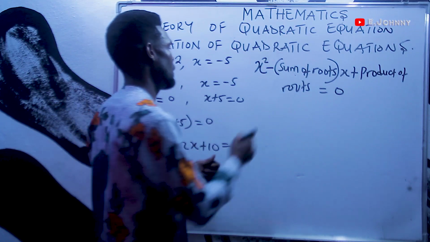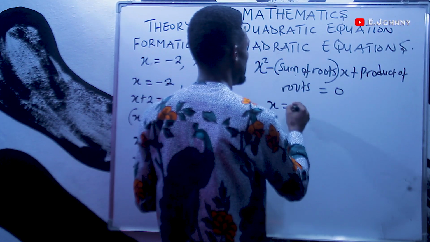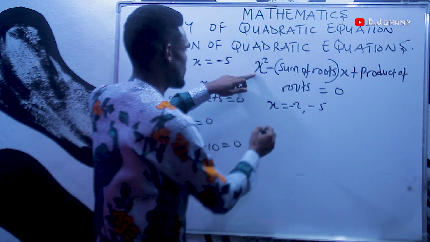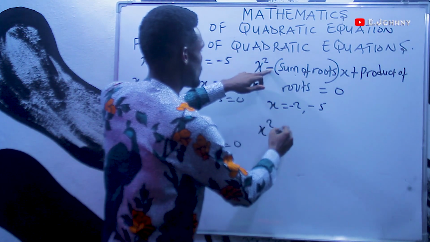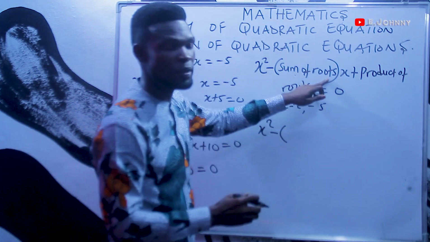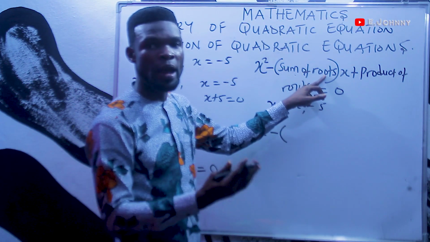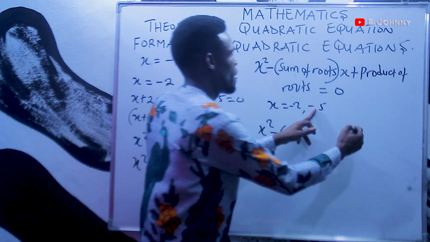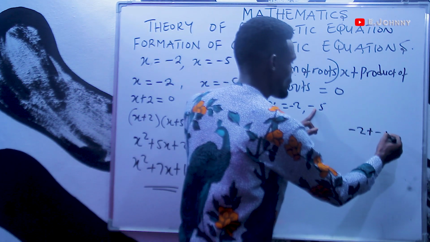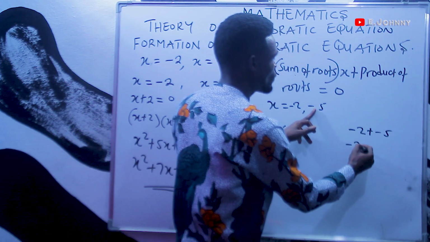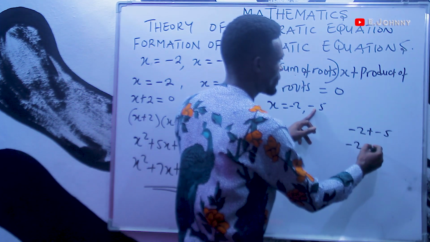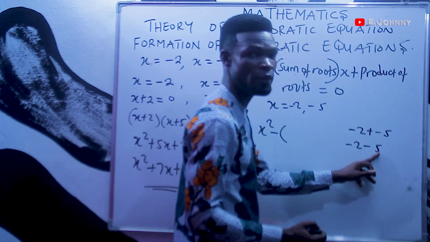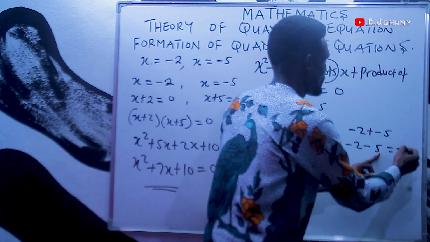Okay, let's use the formula. We said x is minus 2 and minus 5. Now, this is x squared minus, what is the bracket saying? Sum of roots. What are the roots? Minus 2 and minus 5. So let's sum the roots. Minus 2 plus minus 5. This is minus 2. Plus minus is minus, and then 5. Minus 2 minus 5 is equals to minus 7.